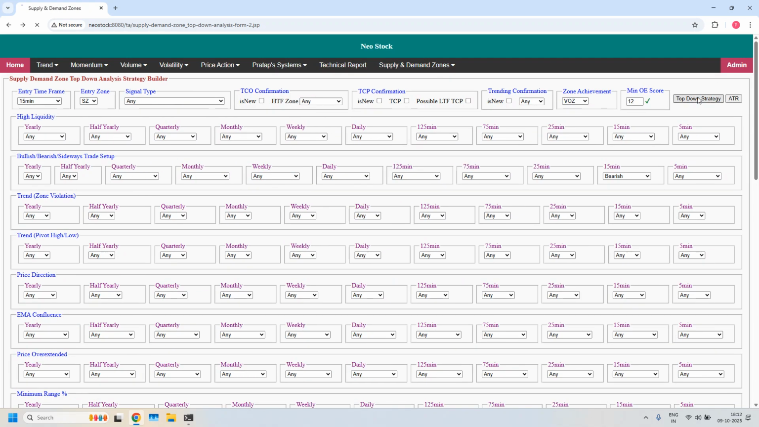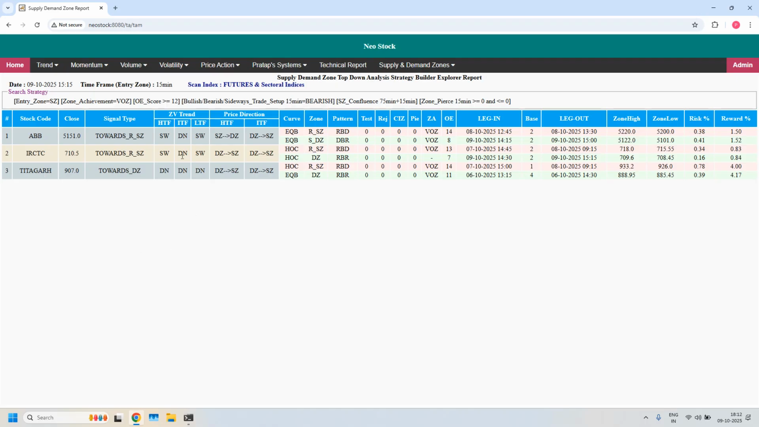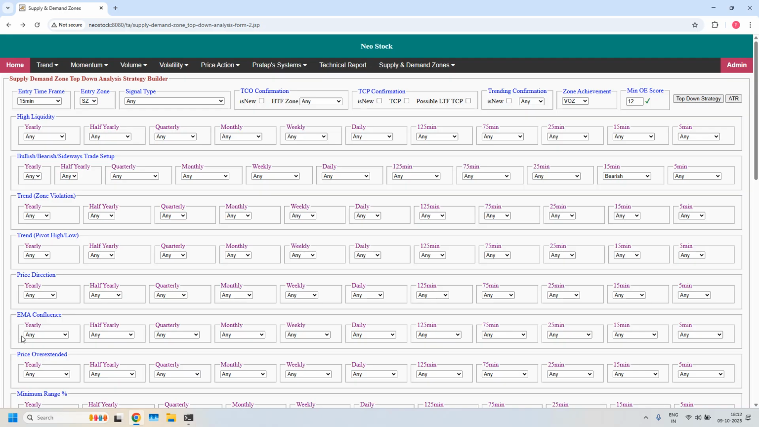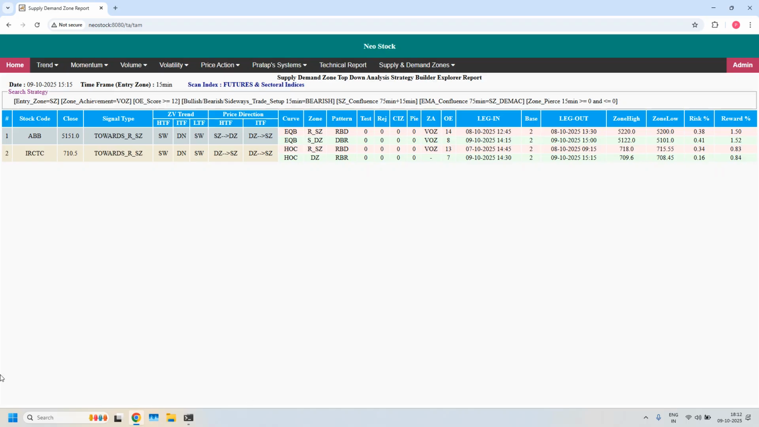By enabling the filter, we got all the 3. And the ITF trend is down in all the 3. Let's further filter based on EMA confluence at 75 minute supply zone. 75 minute supply zone with daily EMA confluence. So we got 2 stocks. So these 2 15-minute supply zones might be having more high probability to get success, provided lesson 20 checklist items are satisfied, otherwise higher chances of zone violation.